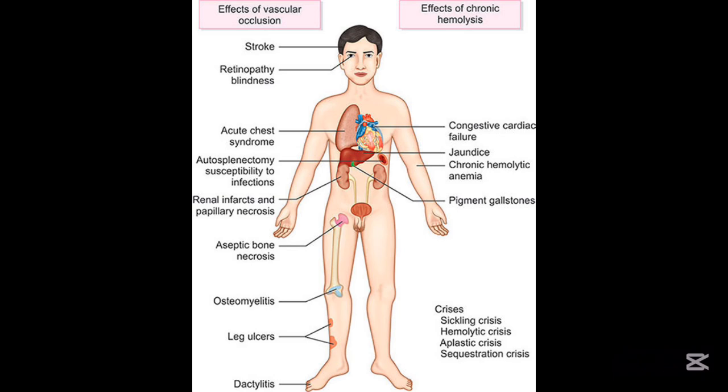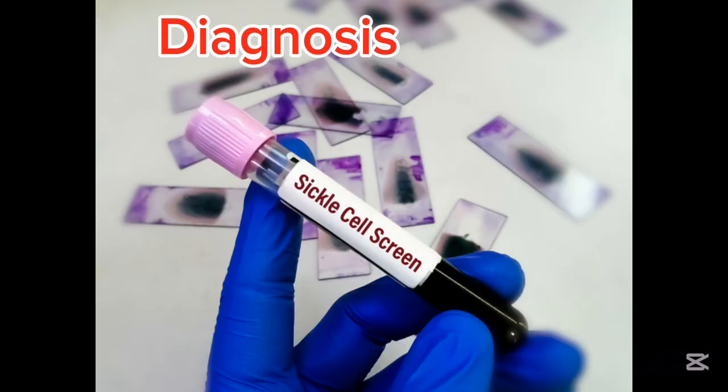So coming to the investigations, for screening and diagnosis, we can do a sickling test, and hemoglobin electrophoresis, which confirms the diagnosis. We can do a full blood count, which can show anemia. You can do a peripheral blood smear, where you can see sickle-shaped RBCs. You can also do your liver function test to assess organ function. Those are just some of the things you can do.